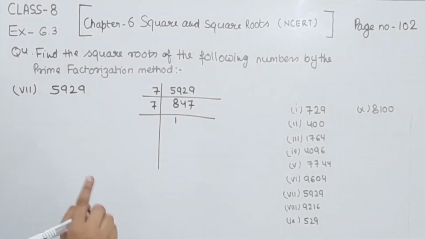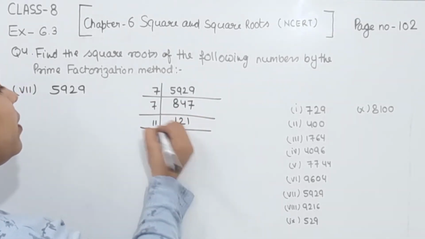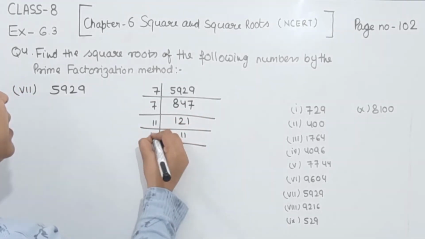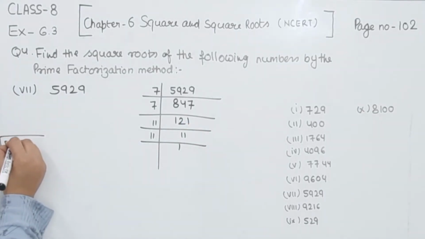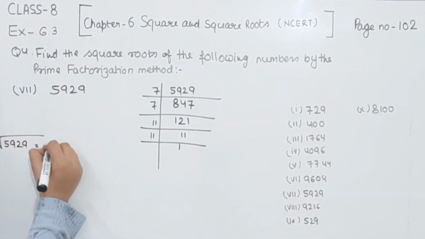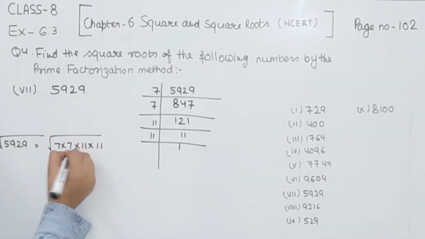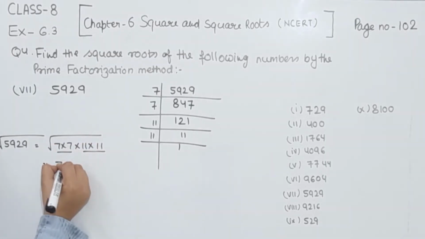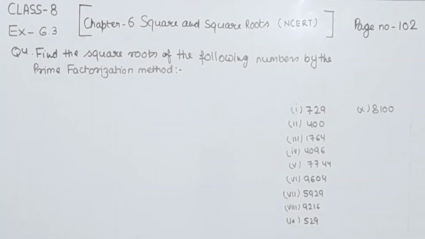Now again we are going to divide this one by the 7. 7 1s are 7. Remainder we are having as 1. 7 2s are 14 and 7 1s are 7. Now 11. 11s are 121 and 11 1s are 11. So the number we are having root 5929 is equal to the root 7 multiplied by 7 multiplied by 11 multiplied by 11. We are having 2 pairs. So 7 multiplied by 11 is equal to the 77. This is the part 7. Now comes to the part 8.